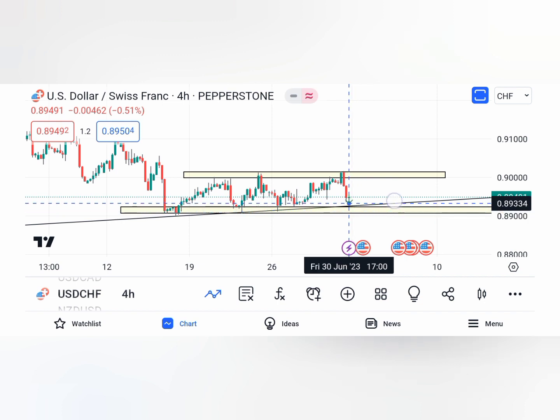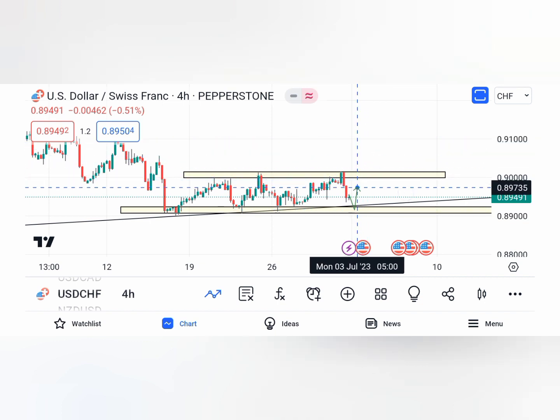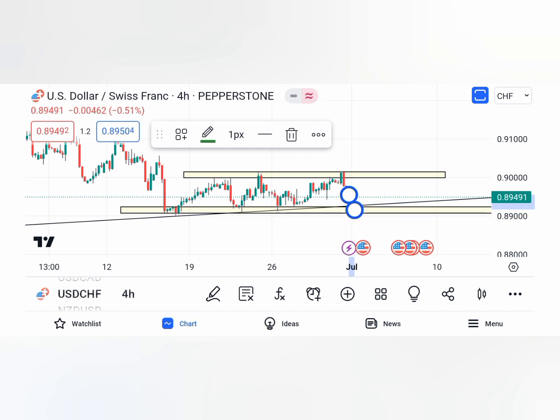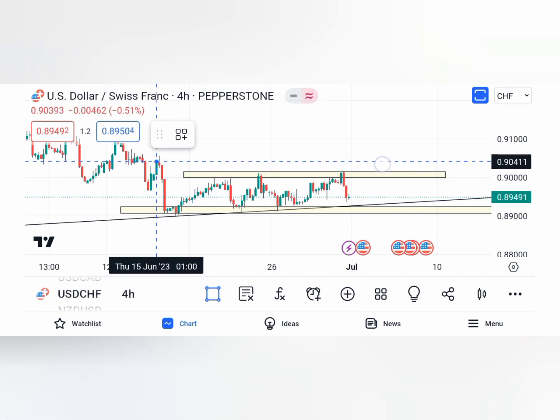Price to get to this zone or the confluence here, whether the trend line or the zone here, any of them, then we place our buy entry. Now if we place our buy entry, and USDCHF is bullish this week, my target will be this very point, this very zone here for USDCHF.